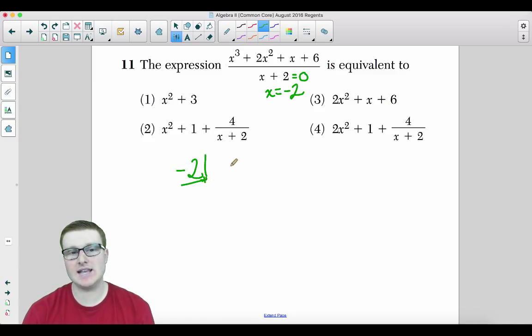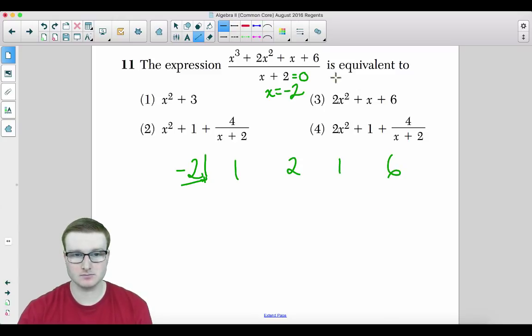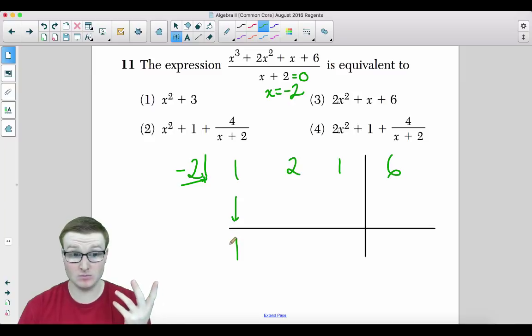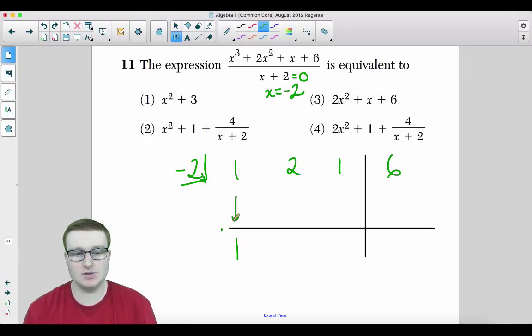And I'm going to take the coefficients of my polynomial in the numerator. That's 1, 2, 1, and 6. Draw your line here. Draw a line below. Bring down that 1. Now, synthetic division, we just perform the operations. We're going to multiply these two numbers. -2 times 1 gives you -2. Then we're going to add those up. 2 plus -2, we get 0.